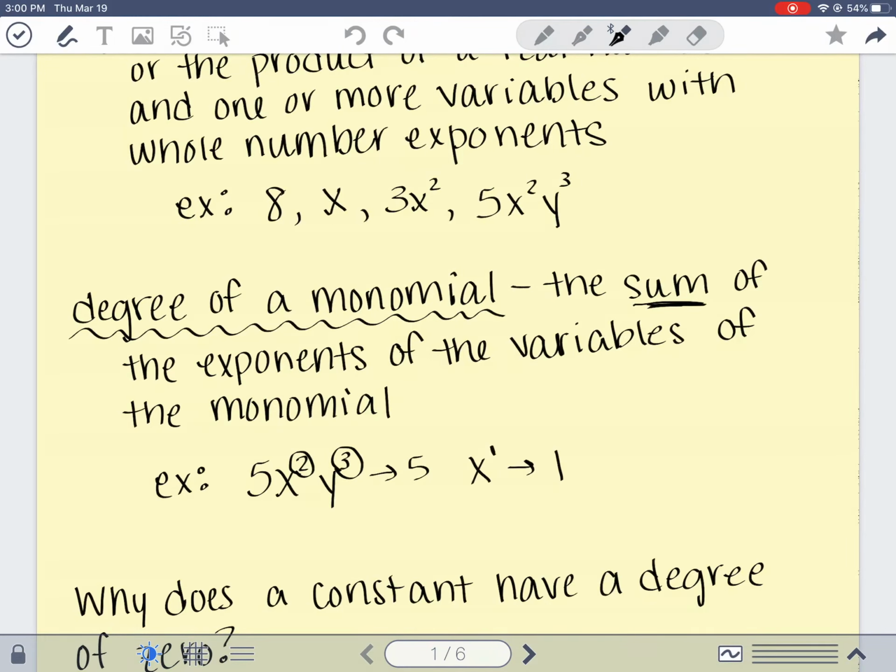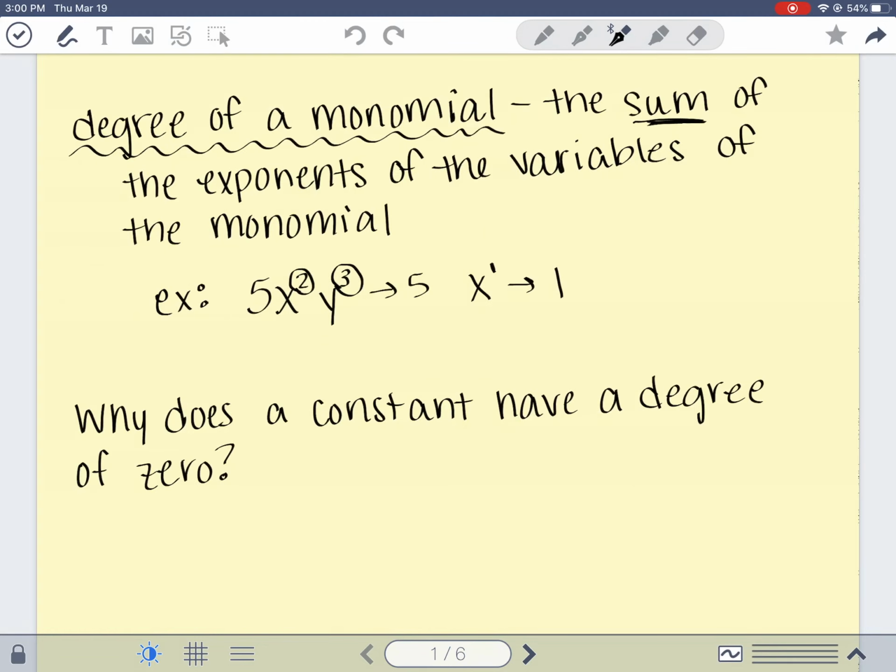Now, the tricky one is a constant. If I have a constant, it has a degree of 0, and here is why. So say I have 8. Remember from the previous section, if I have x to the 0 power, that's equal to 1. Anything to the 0 power is 1. So if I have 8x to the 0 power, this is the same as saying 8 times 1, which is just 8. So that constant, if we look at this exponent, has a degree of 0.